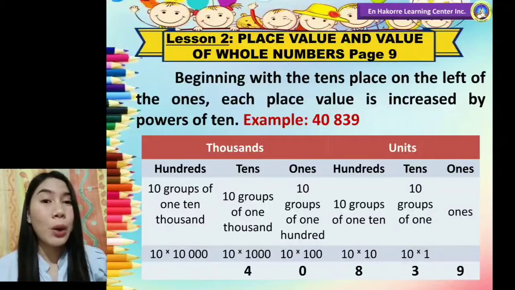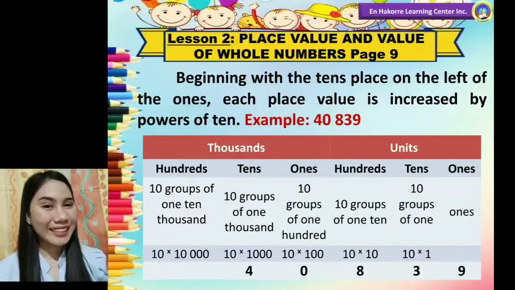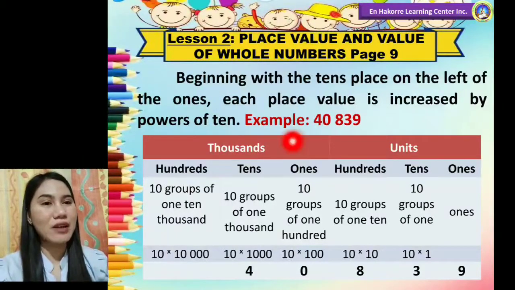That is why we read the hundreds, tens, and ones placed together as 839. So 8 there is in your hundreds place. Now let's proceed to the thousands place. So you have there on your thousands place, you have there the ones.